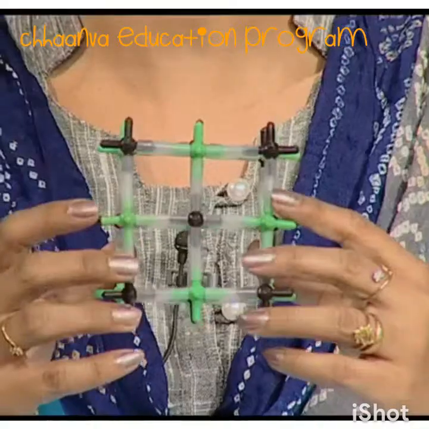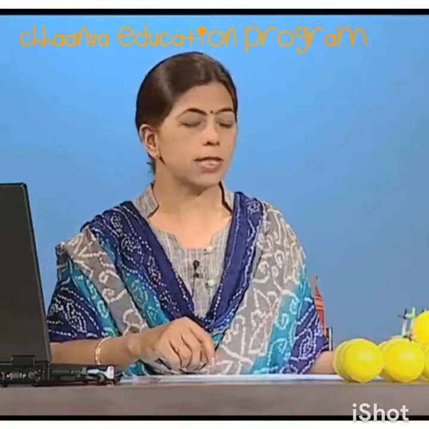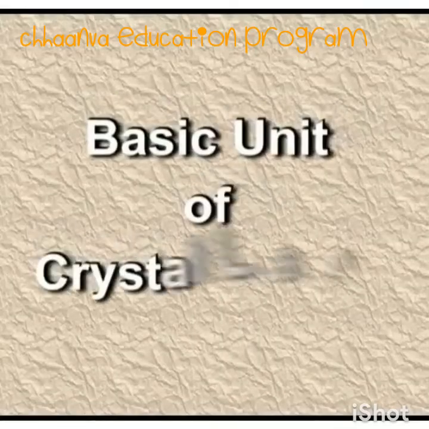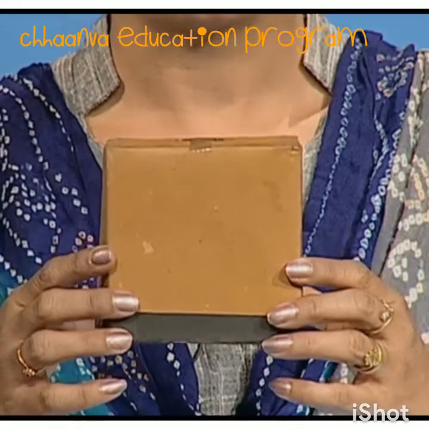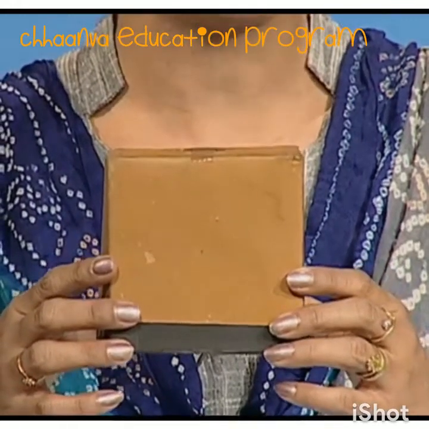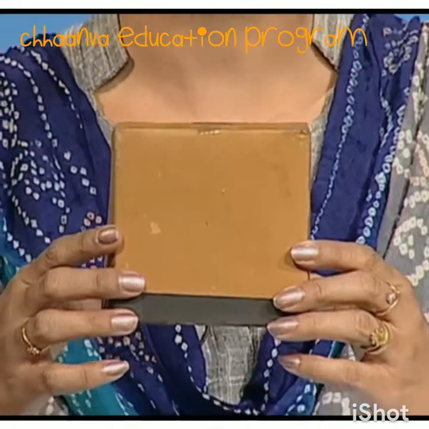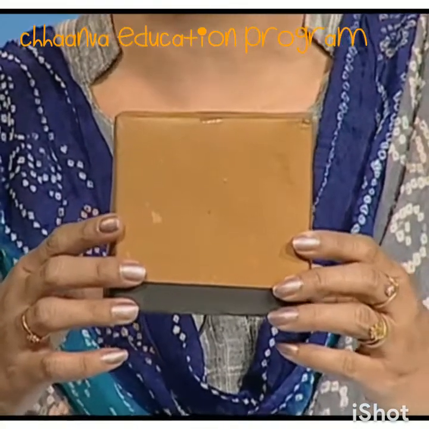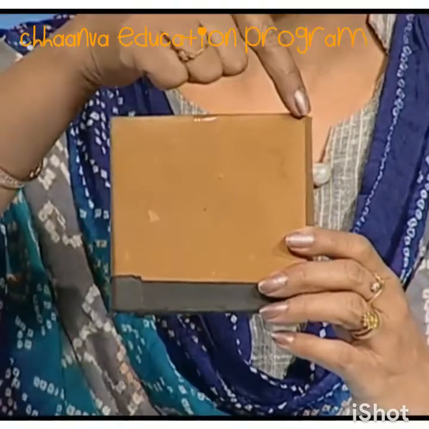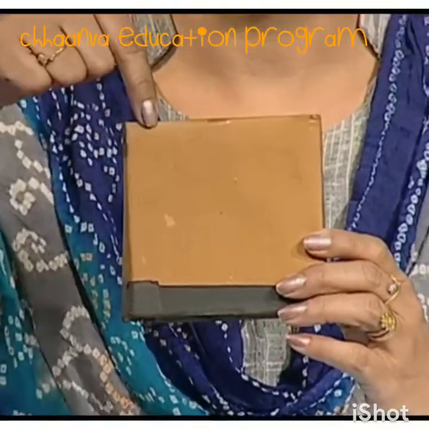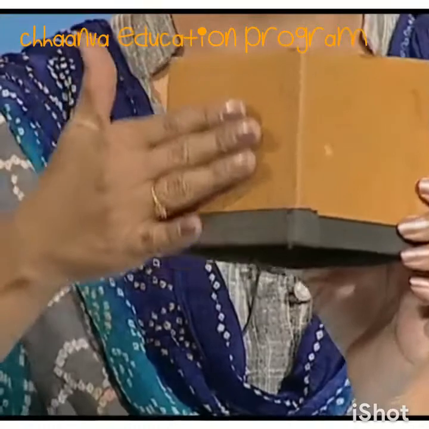It resembles this. Now let us study the unit cells in detail. That is the basic unit of the crystal lattice. This is a unit cell. When it repeats itself in three dimensions, we get the entire crystal lattice. These are the corners, this is the edge, and these are the faces.